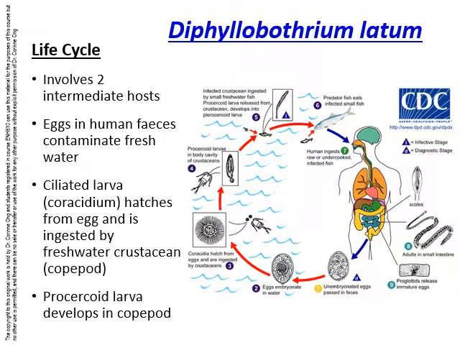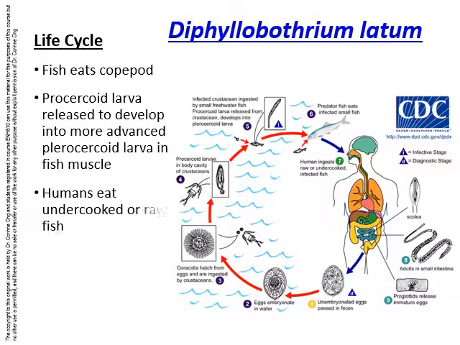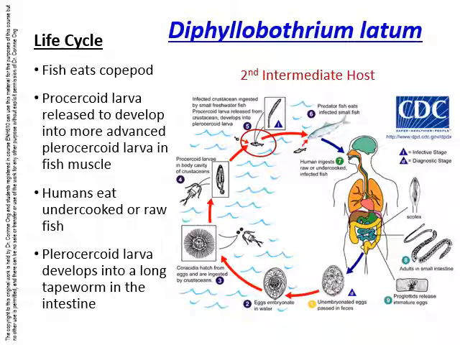There are two intermediate hosts in the life cycle of the fish tapeworm. Eggs from infected humans are passed in feces to contaminate fresh water. Ciliated larvae hatch from eggs and are ingested by freshwater crustaceans. The larvae develop in these copepods, which are the first intermediate host. The second intermediate host, usually a small fish, eats the copepod. Larvae are released to develop into a more advanced larval stage in fish muscle. When humans eat undercooked or raw infected fish, the larvae develop into a long tapeworm in the intestines.